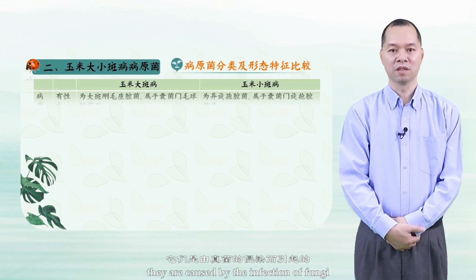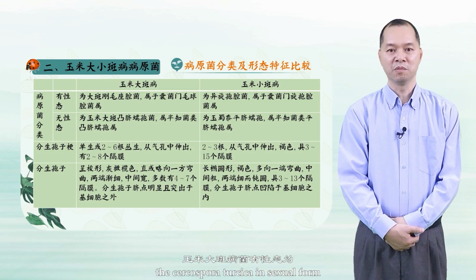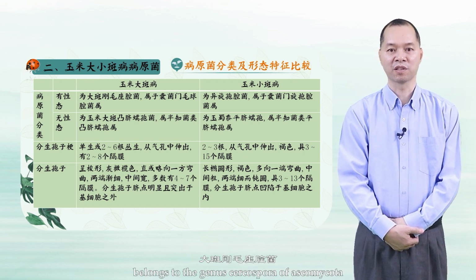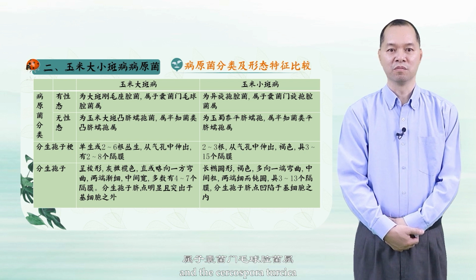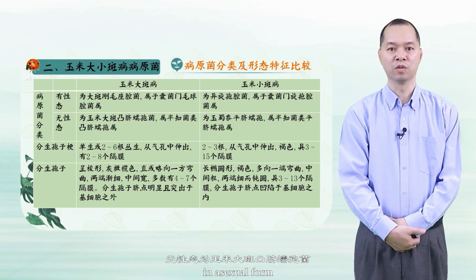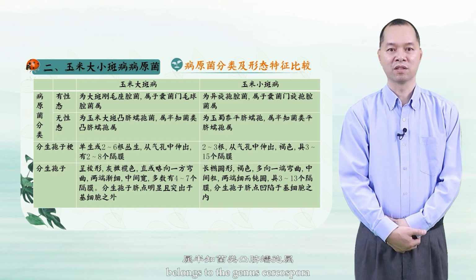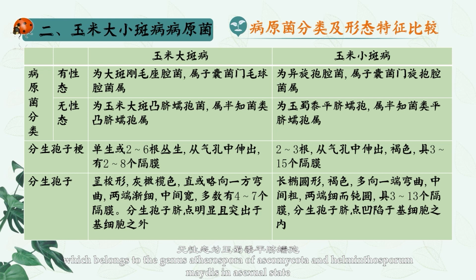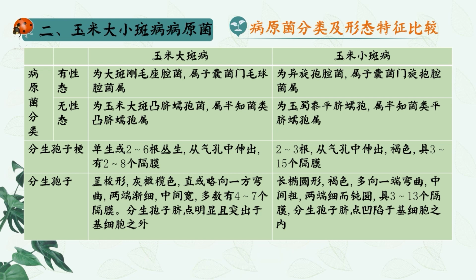What is the cause of corn leaf spot? They are caused by the infection of fungi. The big leaf spot pathogen in sexual state belongs to the genus Setosphaeria of Ascomycota, and in asexual state to the genus Exserohilum. The small leaf spot pathogen in sexual state belongs to the genus Cochliobolus of Ascomycota, and in asexual state to the genus Helminthosporium.